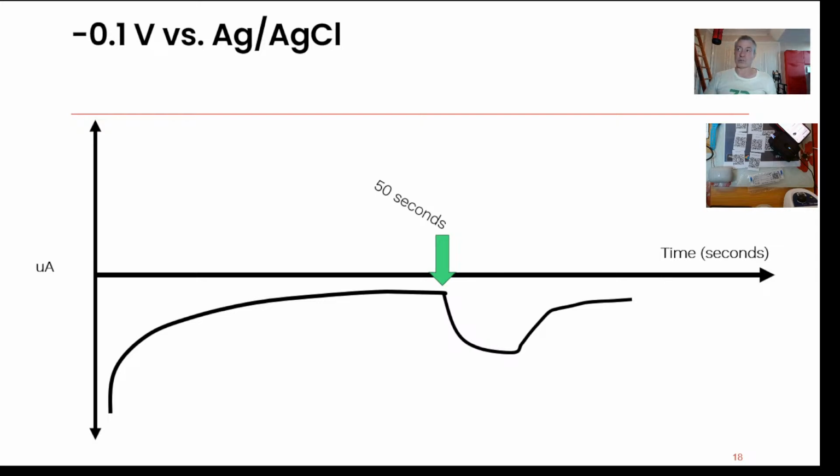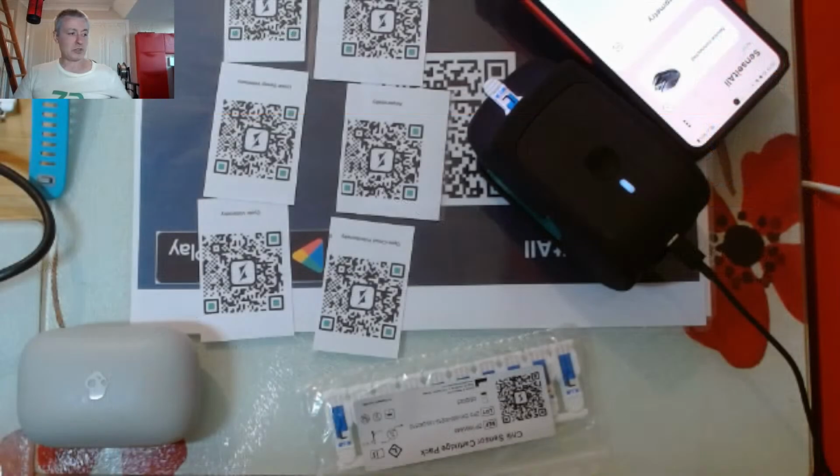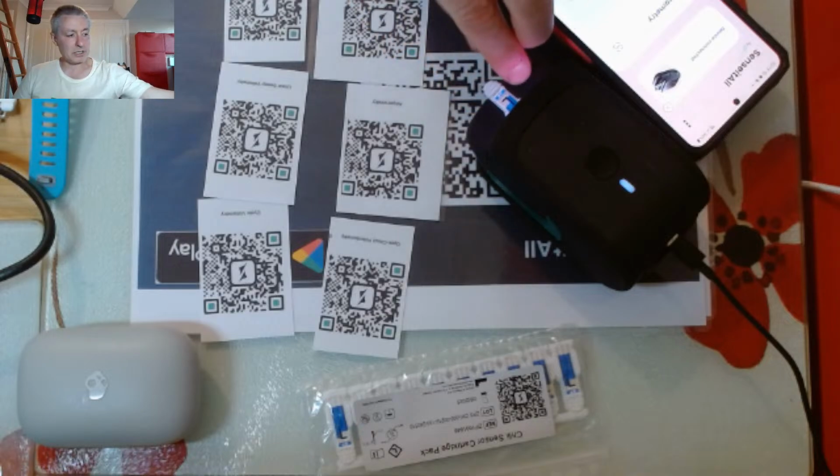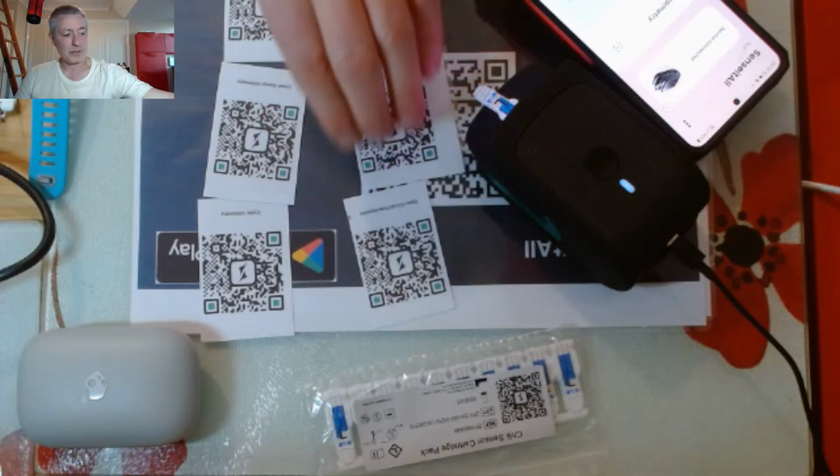Minus 0.1 volts would probably be an okay place to, let's say, work. Of course, it would be super nice if you did it on one of our potentiostats and one of our screen printed electrodes, but of course you're not obliged to.